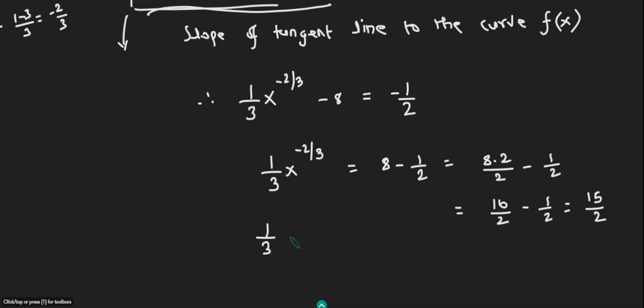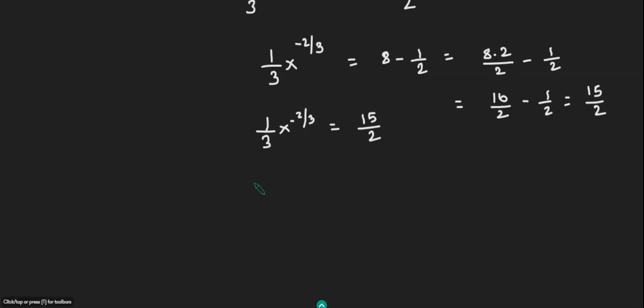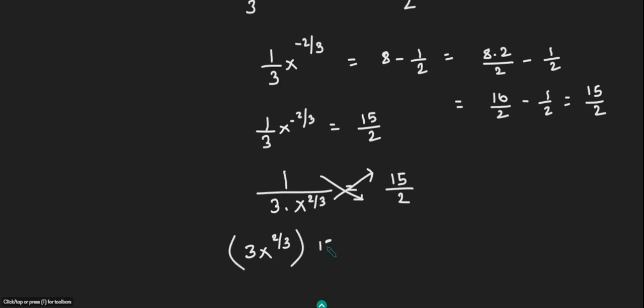So we have (1/3) x^(-2/3) = 15/2. I can now write the negative 2/3 as a power of positive 2/3 by rewriting this in the denominator. So this becomes 1 over 3 times x raised to the power of positive 2/3, and this equals 15/2. Let's do cross multiplication like this. So therefore 3x^(2/3) multiplied with 15 equals 2 times 1.